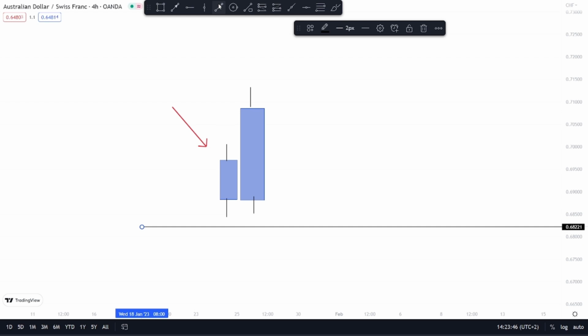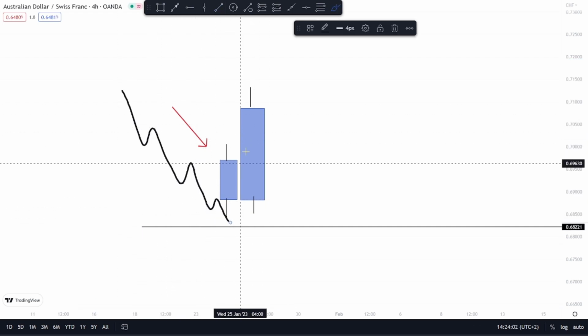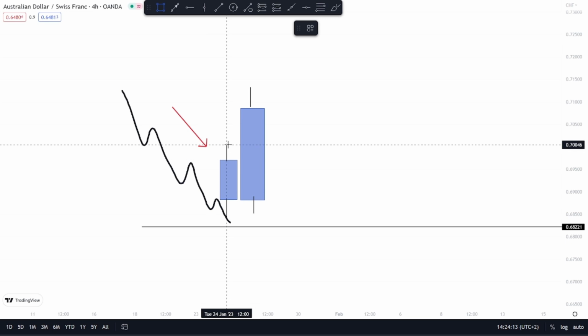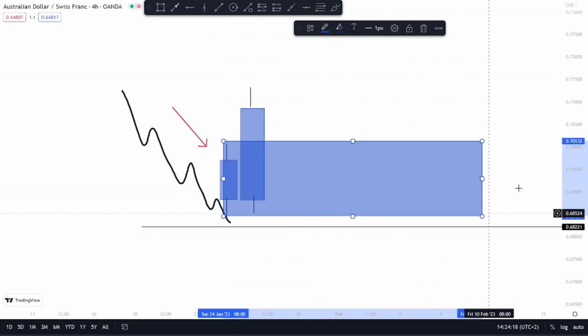So if the market was coming all the way to the downside, like this would be our bearish candle, and after this bearish candle you would see a huge impulsive bullish candle. And how you're going to be identifying your order block is that you're going to be covering your bearish candle like this, and this would be an order block.